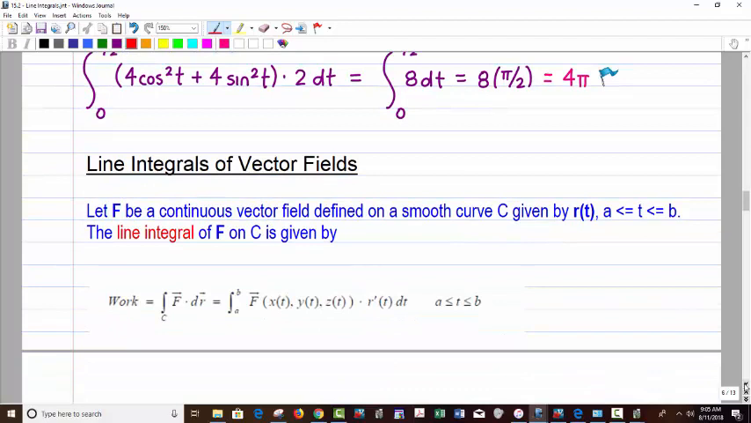Now let's talk about line integrals of vector fields, which is how we'll find the work done by a vector field. Obviously a vector field means it's a vector. So we still need our path, our curve path, r of t, because we need to know we're doing this field along, assume it's moving along, that path.